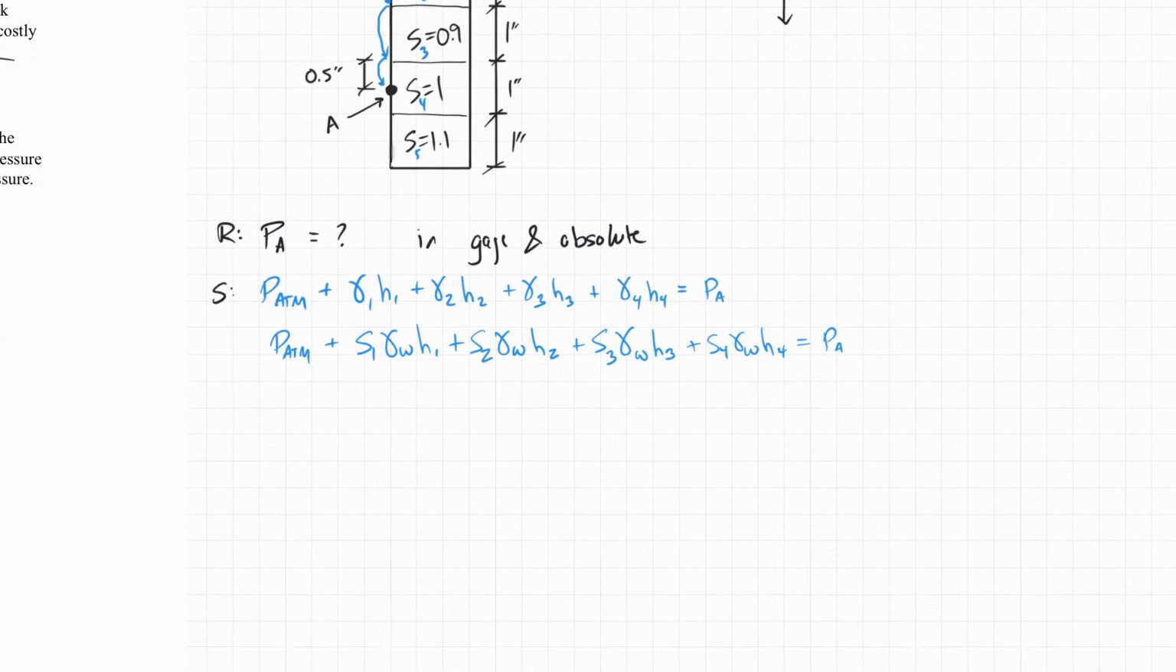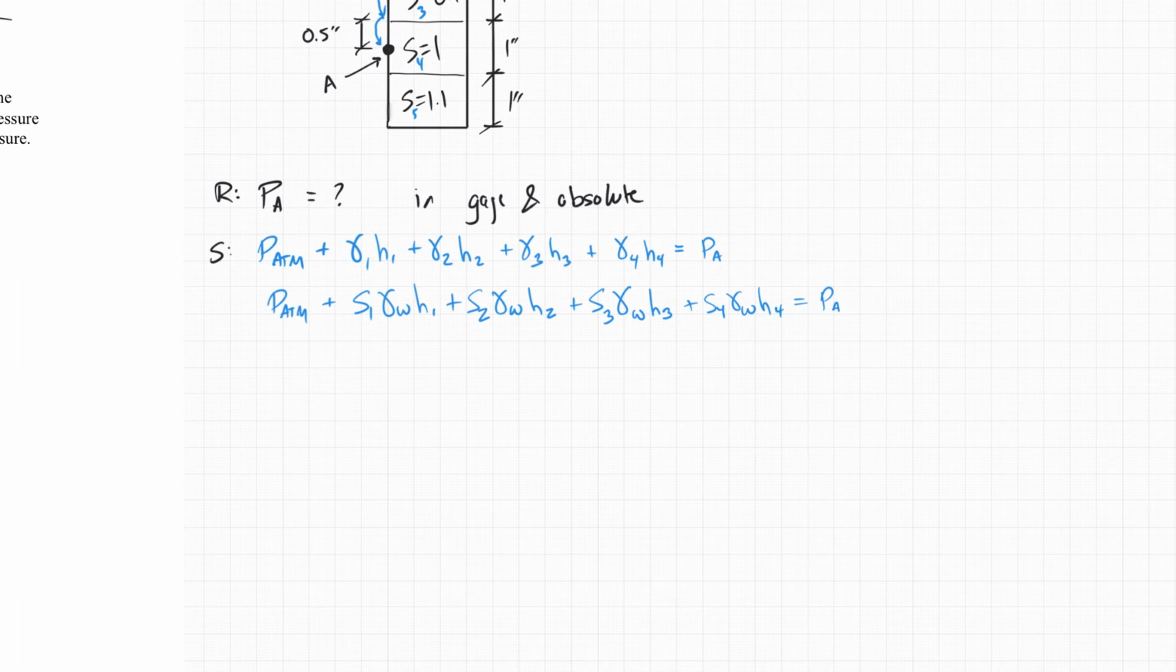I'm going to change the order of this equation. I'm going to flip the sides because I'm going to want PA to be by itself, and I'm going to move everything else. I'm basically moving the right-hand side to the left side, left-hand side to the right side.